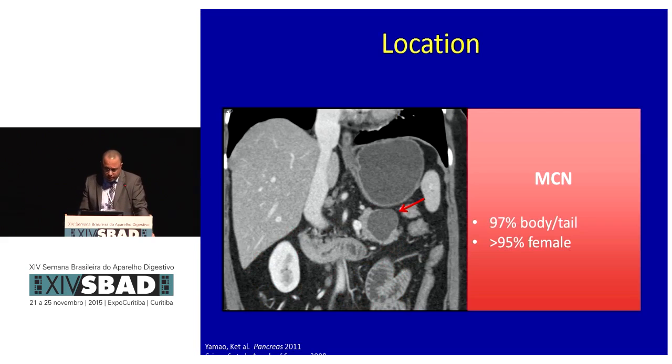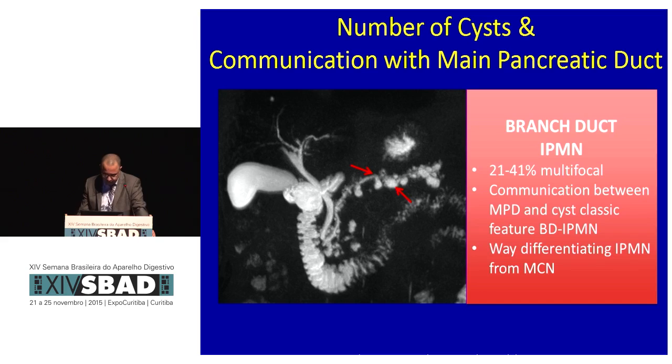What about location? Mucinous cystic neoplasm, 97% are in the body and tail, and more than 95% of patients are females. So if you have a male patient with a cyst in the head, it's a very low chance that this is going to be an MCN. So this helps us narrow the differential.